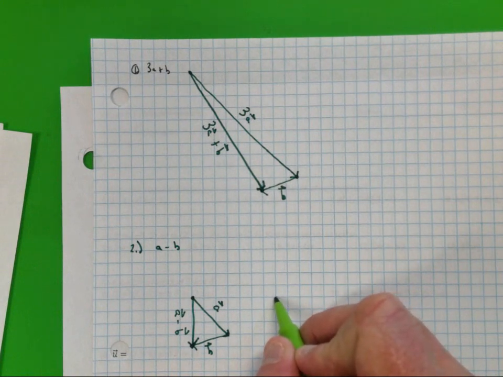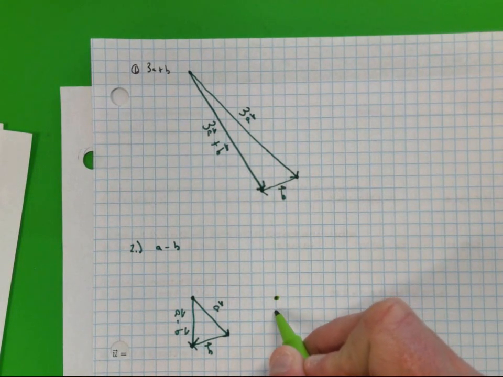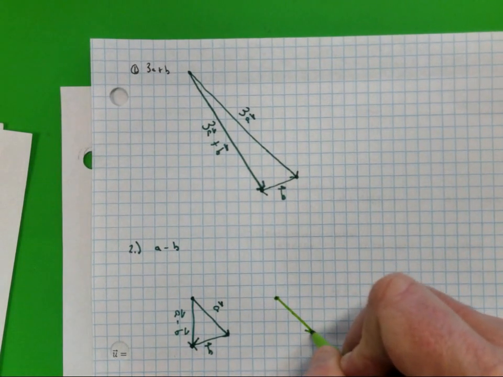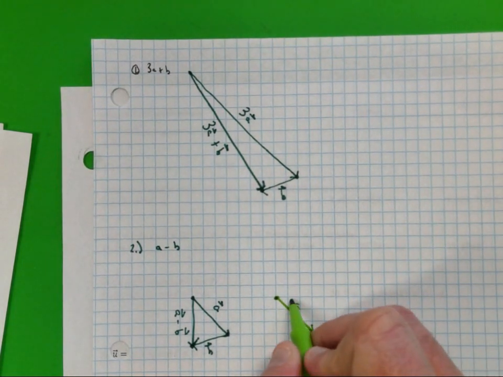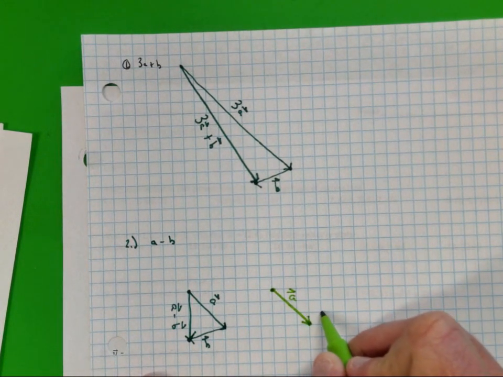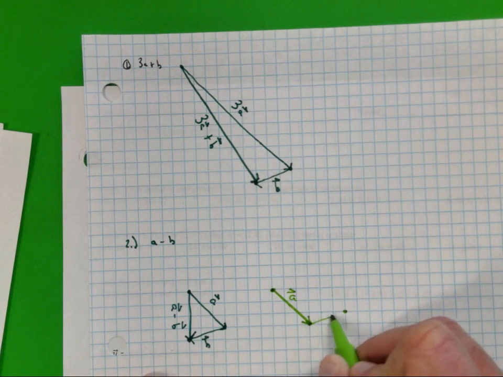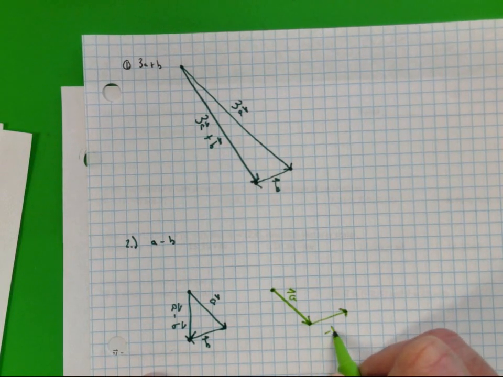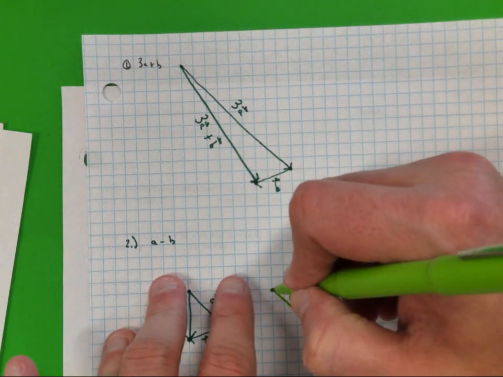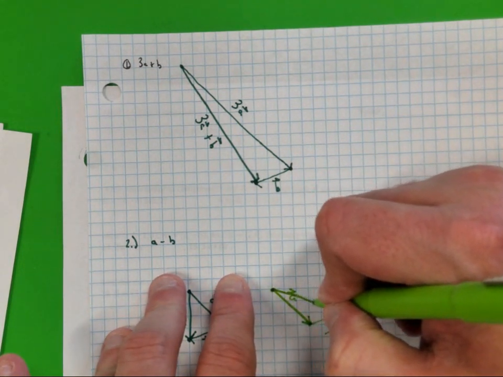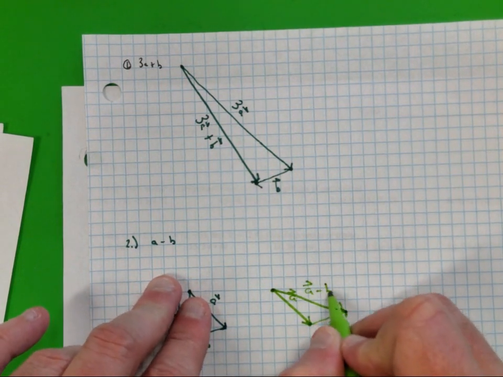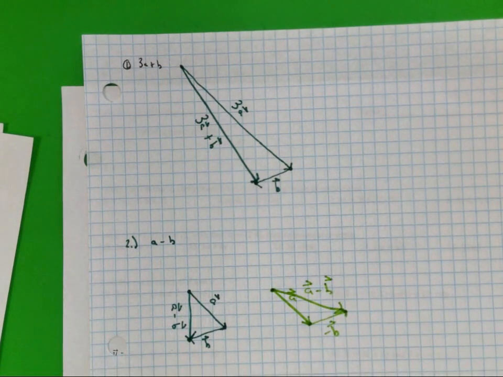Alright, so A, I'm going to start here. Go down 1, 2, 3, over 1, 2, 3. That's vector A. Okay, instead of going down 1, I'm going to go up 1 and then right 3. 1, 2, 3. So that represents negative vector B. I'm going to draw my resultant from the tail of the first one to the head of the second one. And that is my answer. Does that make sense?